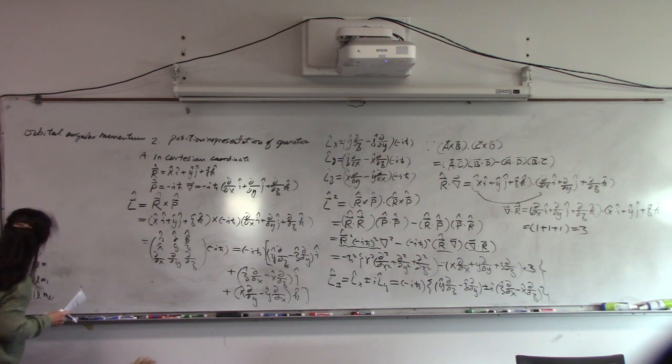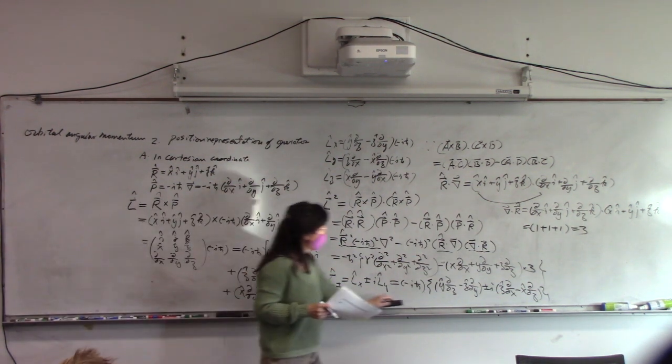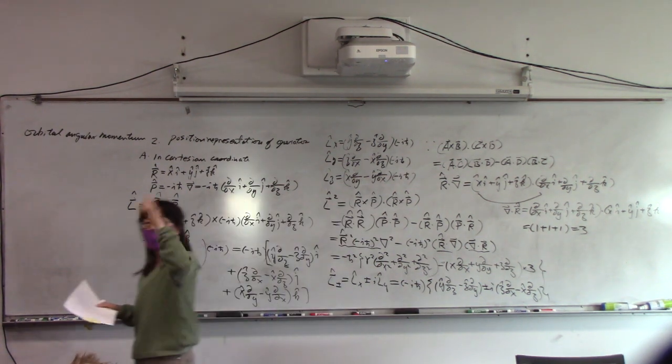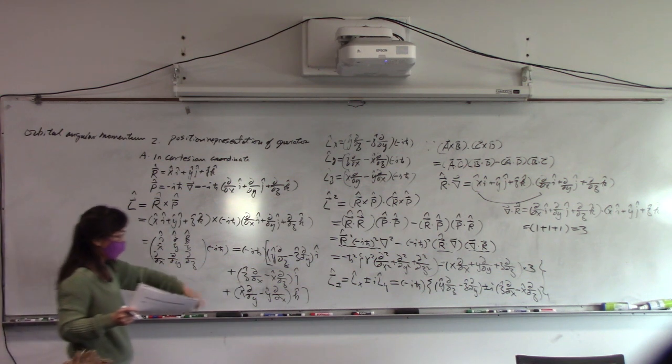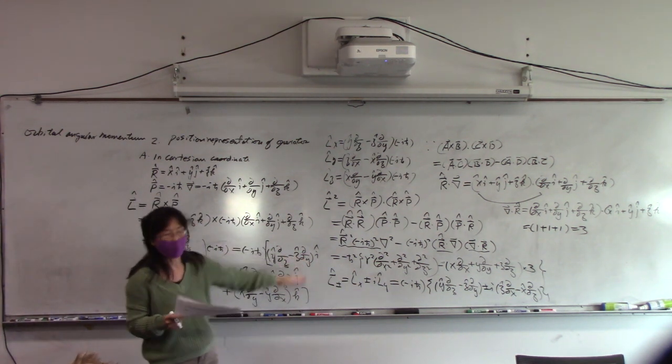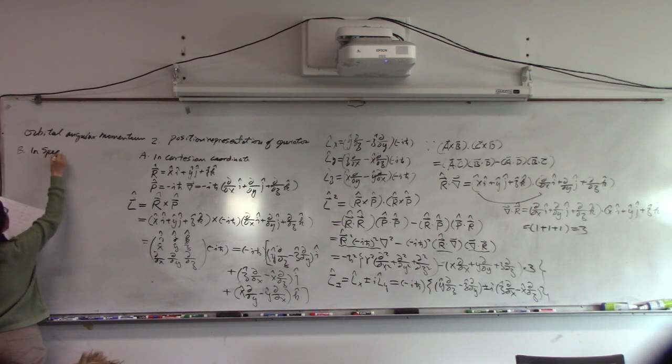Now we want to go to the spherical coordinates. The reason is that we know this angular momentum is associated with rotation, so it is better to use angles instead of x, y, z, right? So now let's do the second, that is the spherical coordinates.